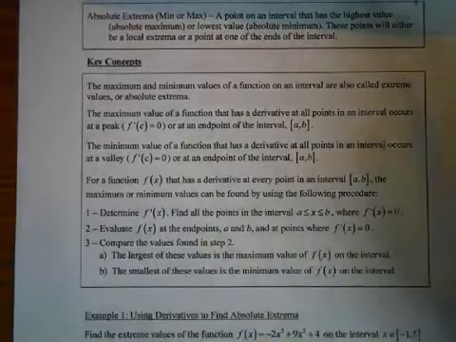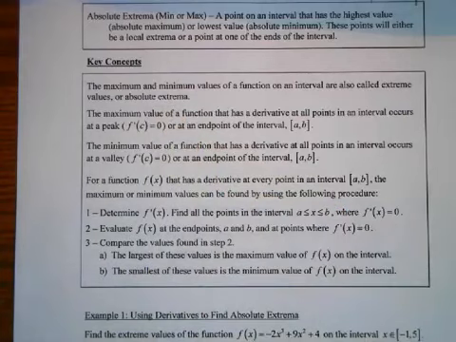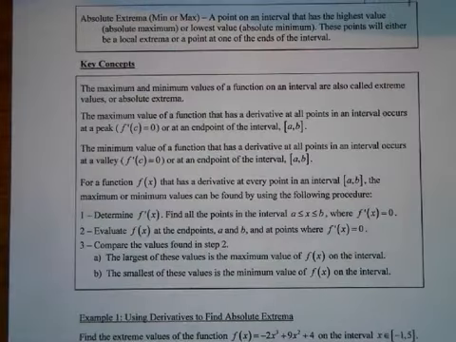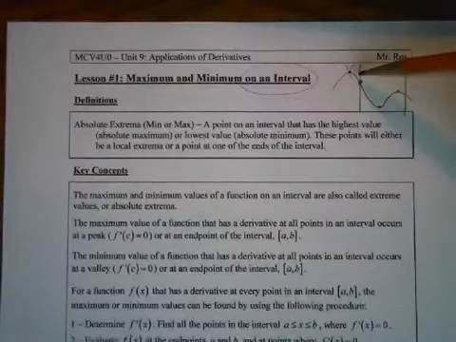So just a couple of definitions here. Max or min values of a function on an interval are also called extreme values or absolute extrema. So absolute means the highest of the highs. It doesn't have to be a critical point. It could be an end of the interval point, like we saw up here.